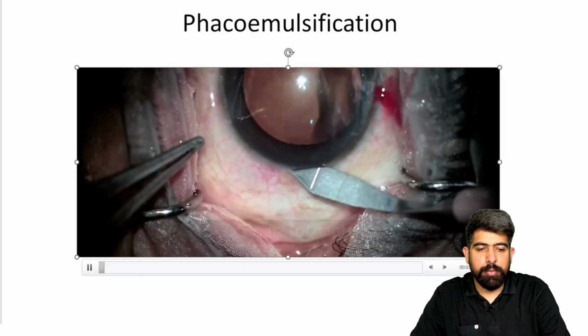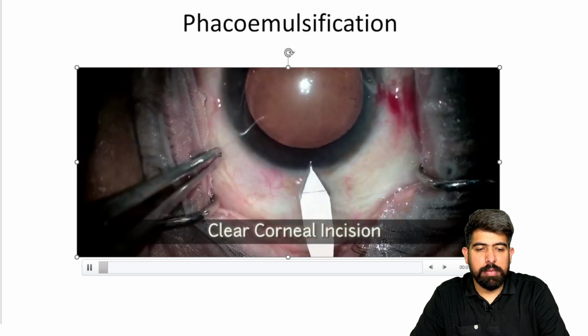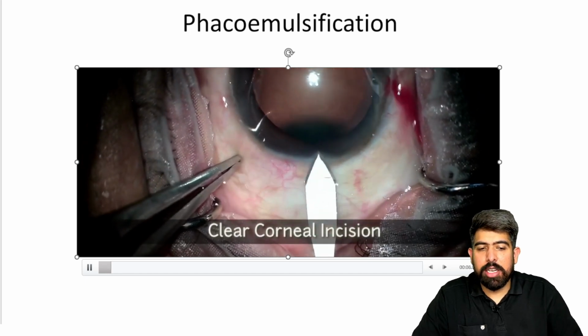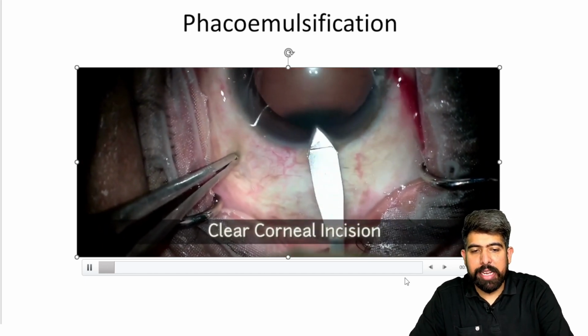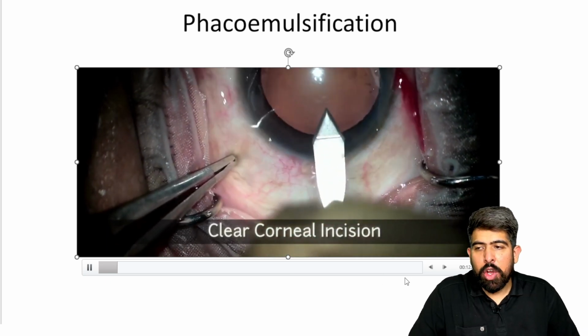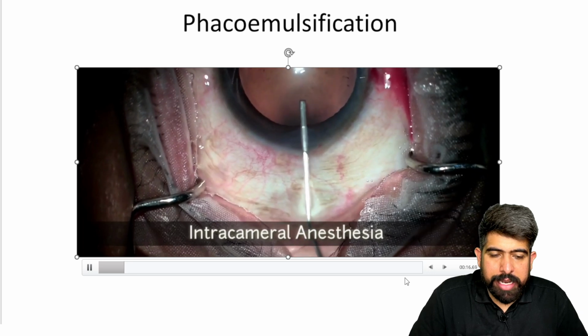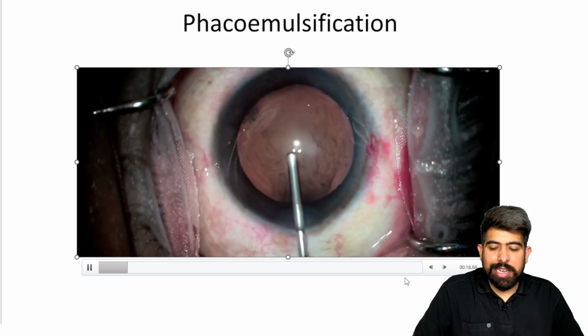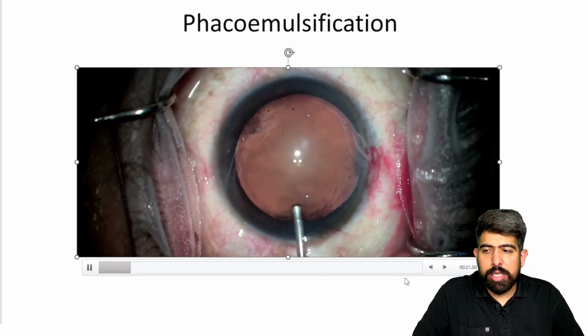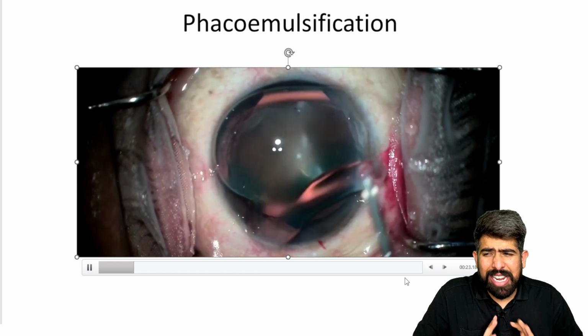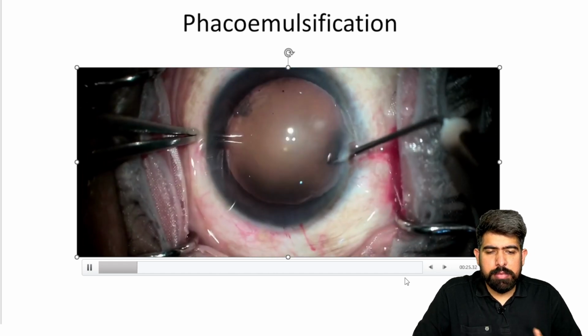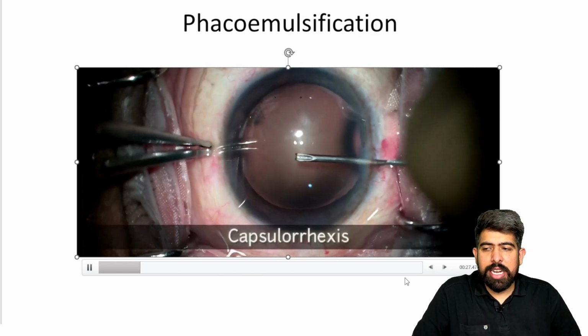So here we are making a corneal incision. We are making a clear cut corneal incision on the cornea. You can see the clear cut corneal incision should be made with the keratome blade. After making this, we give the intracameral anesthesia. Anesthesia will be injected into the cavity. After that, we put the viscoelastic, and after the viscoelastic, we are now doing the capsulorhexis.